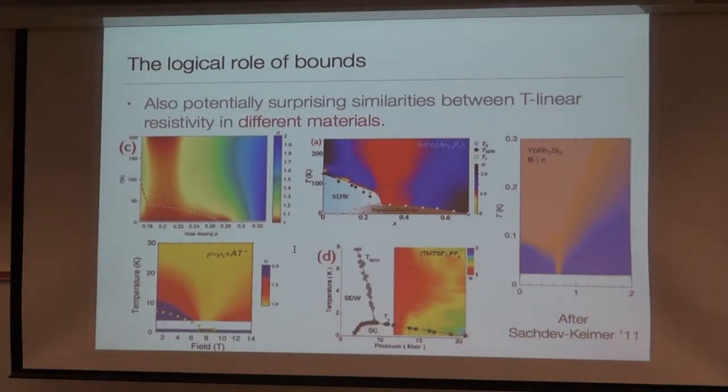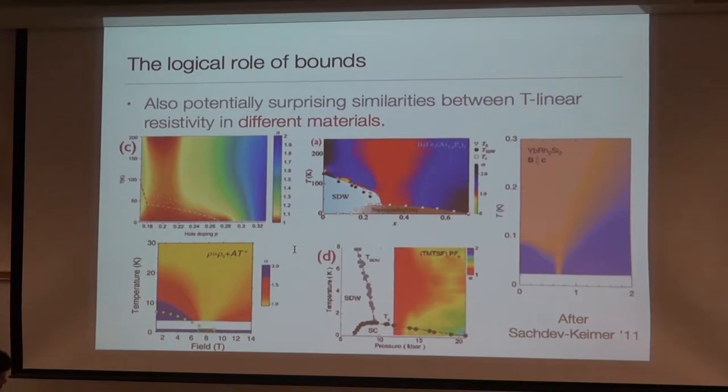Another interesting thing about these T-linear resistivities is that they're pretty ubiquitous, and they appear in the phase diagrams of many different materials in, at first brush, a very similar way. So what do we have here? This is a cuprate, this is a pnictide, this is a heavy fermion, this is an organic metal, and this is a ruthenate. And what all of these plots are showing is the exponent of the resistivity, by which I mean, I guess everyone can see here, you take the log derivative of the resistivity with respect to temperature.